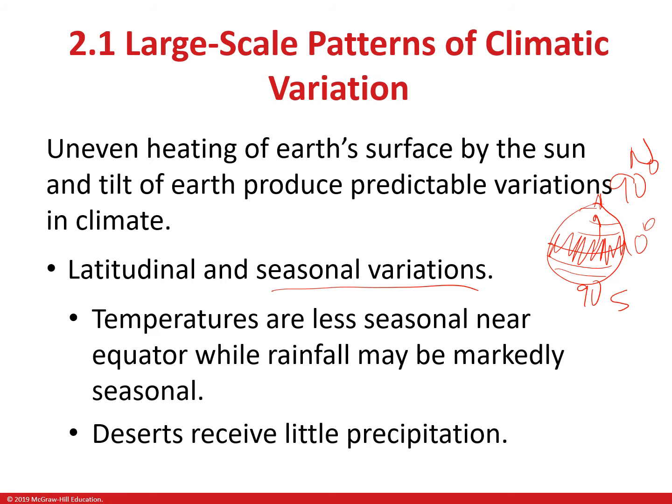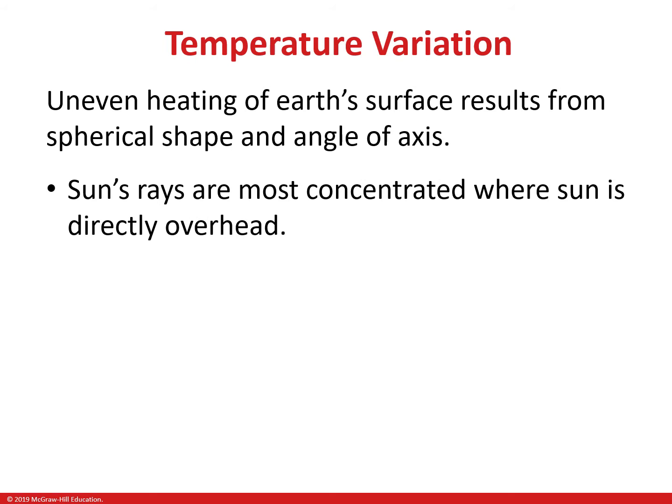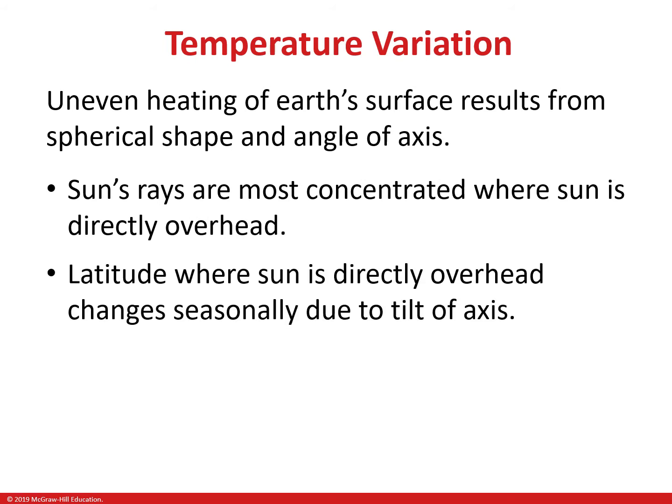Overall, we know that deserts are going to receive little precipitation, so if we can understand where precipitation falls and where it doesn't fall, we might be able to predict where we would find the deserts. So because the Earth is a sphere, then we have unequal heating because of the shape of the Earth, and also because it's on an angle, some parts of the earth are going to be getting more direct heat than others. So the sun's rays are more concentrated when the sun is directly overhead.